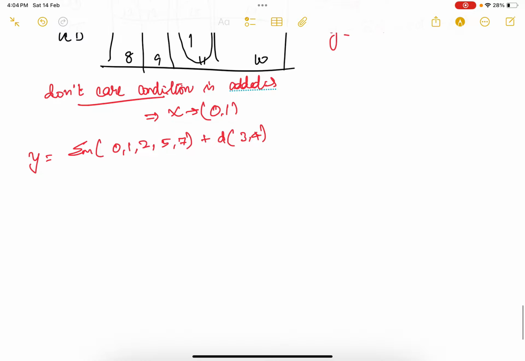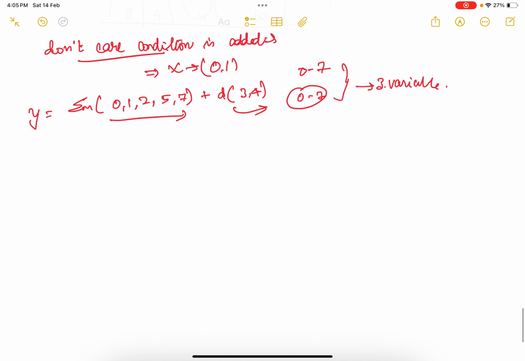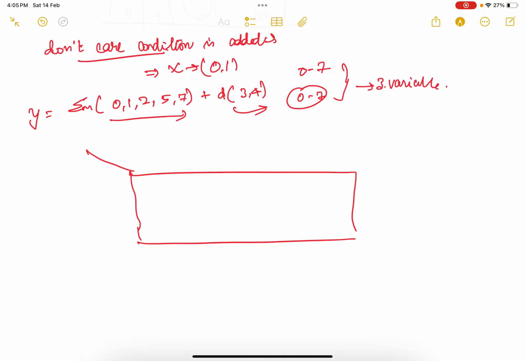For example, Y equals this thing. So first you want to check what is the variable count, whether it is a 2 variable or 3 variable or 4 variable. Here if you see the values are from 0 to 7, and even in the don't care the values are between 0 to 7. So this question will come under the category of 3 variable function. Okay, so if it is a 3 variable function, what will happen? We want to draw the 2 cross 4 K-map, that is A, B, C.